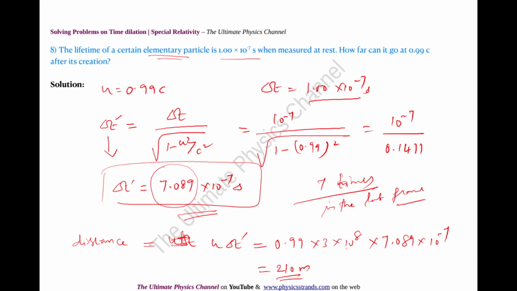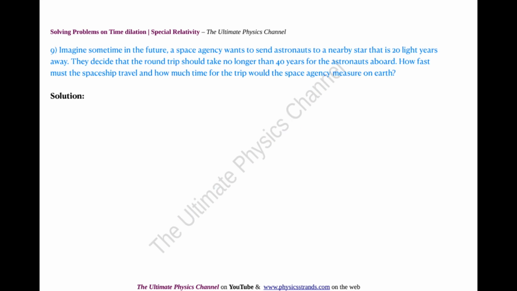Right, so the next one is: imagine sometime in the future, a space agency wants to send astronauts to a nearby star that is 20 light years away. They decide that the round trip should take no longer than 40 years for the astronauts aboard. How fast must the spaceship travel, and how much time for the trip would be measured on Earth?